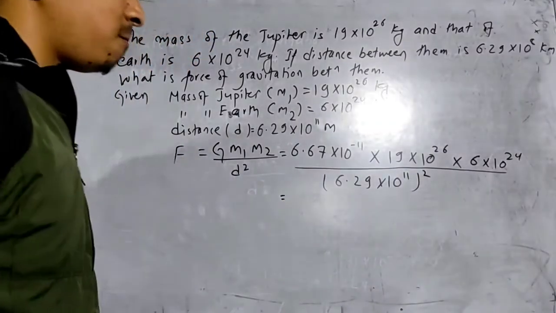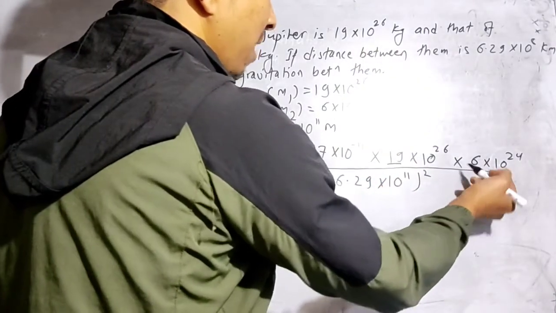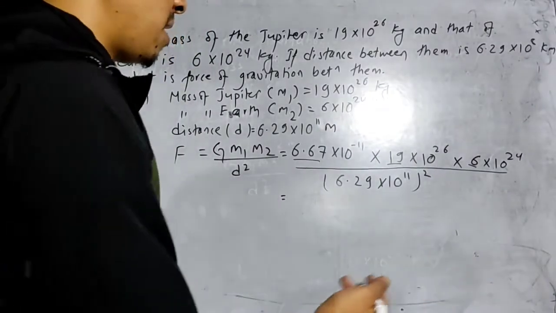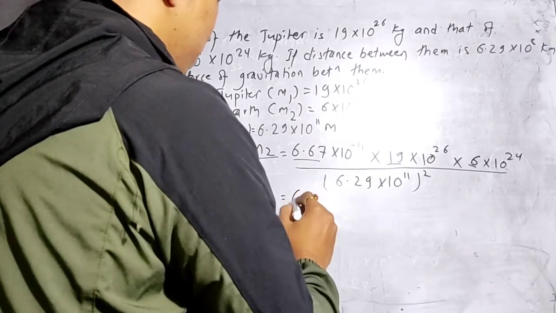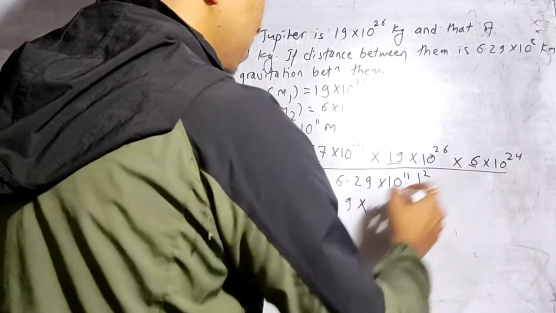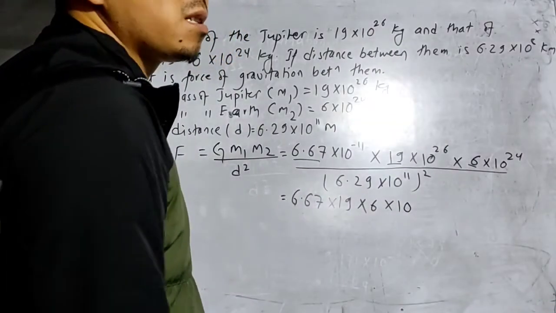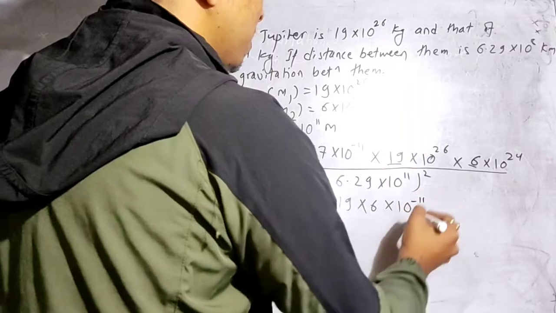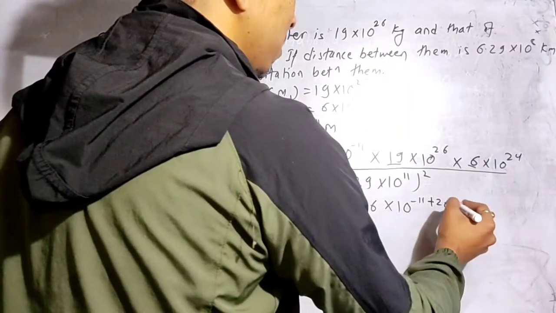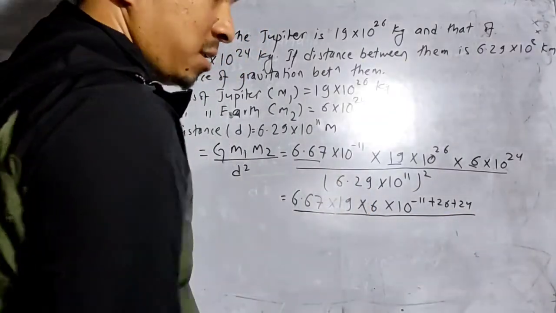For simplification, let's put these terms on one side and the powers on the next side, so that it can be easily calculated. Let's put this value 6.67 into 19 now, into 6, and now the powers, in the law of indices from mathematics: minus 11 plus 26 plus 24. Now let's do the square of this.